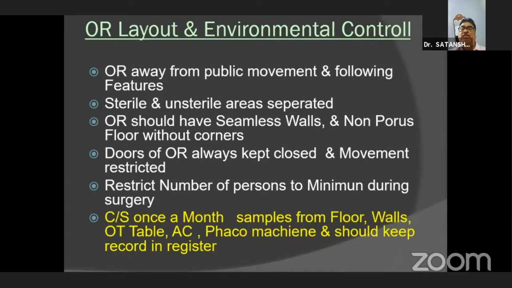OT layout has been discussed by others, but most important is the culture sensitivity once a month. We should take samples from the floor, wall, OT table, AC, and phaco machine, and the record should be maintained.